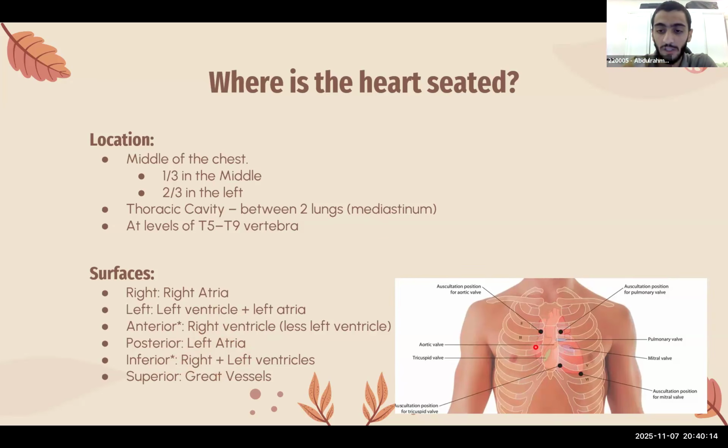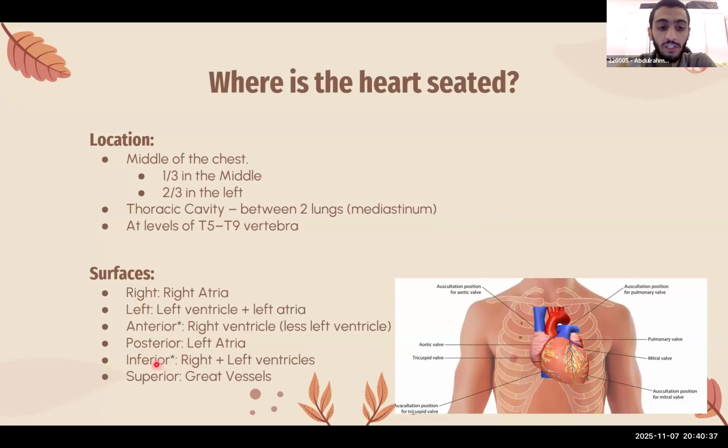The right surface right here is going to be for your right atria. And then the left surface is going to be done by the left ventricle and partly the left atria. Okay? So the most important two I want you to remember are the anterior and the posterior. Now, I have a small mark here on the anterior surface because it has another name, which is the costosternal surface.